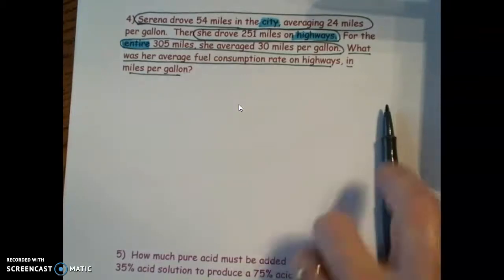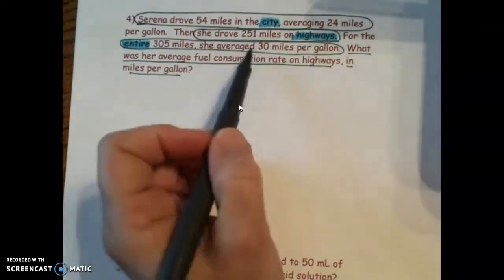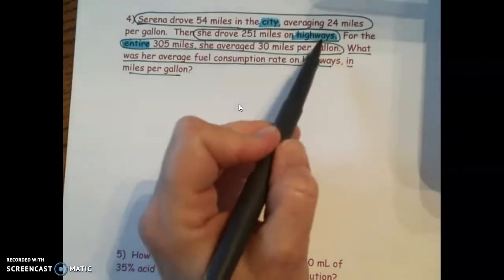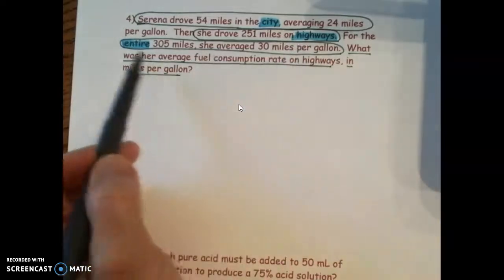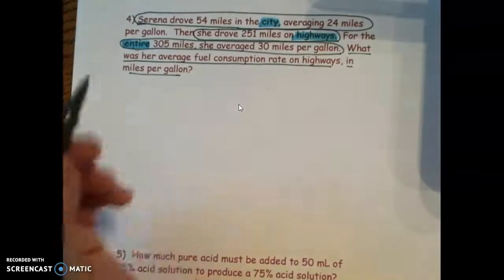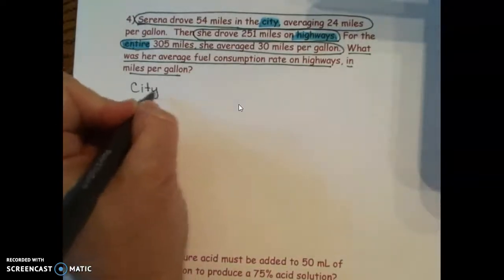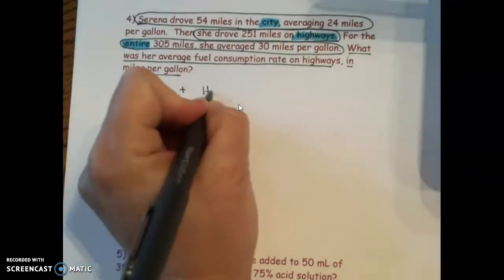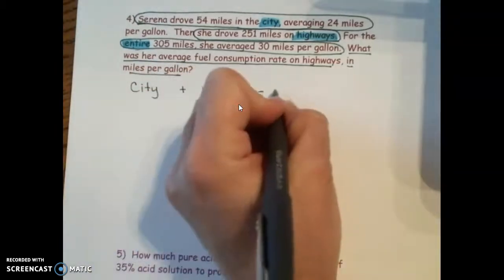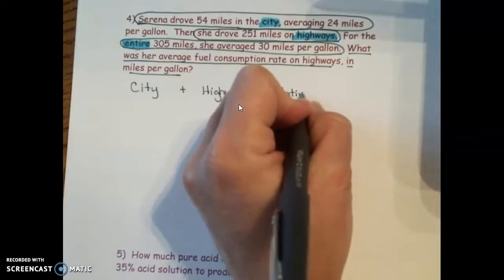So if you think about when you travel, you will travel roads in the cities, and then you're going to travel roads in the highways. So the entire trip would be city plus highways. So let's write that down. City plus highway is equal to our entire trip.